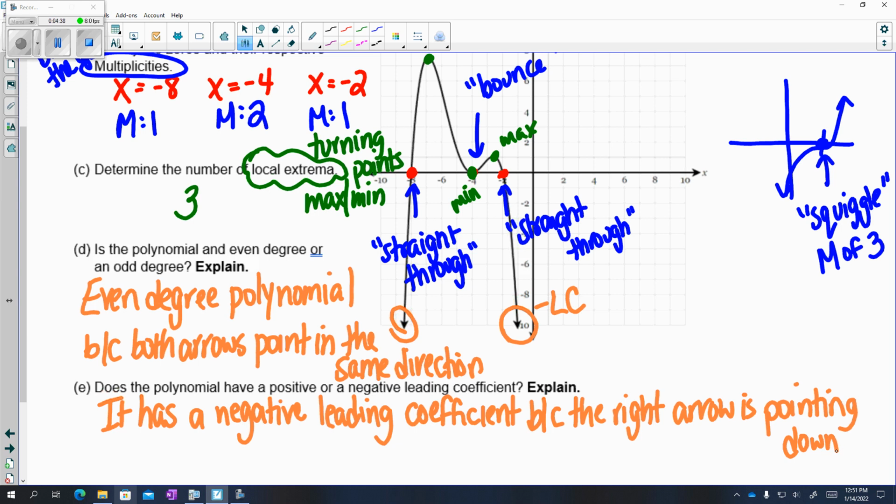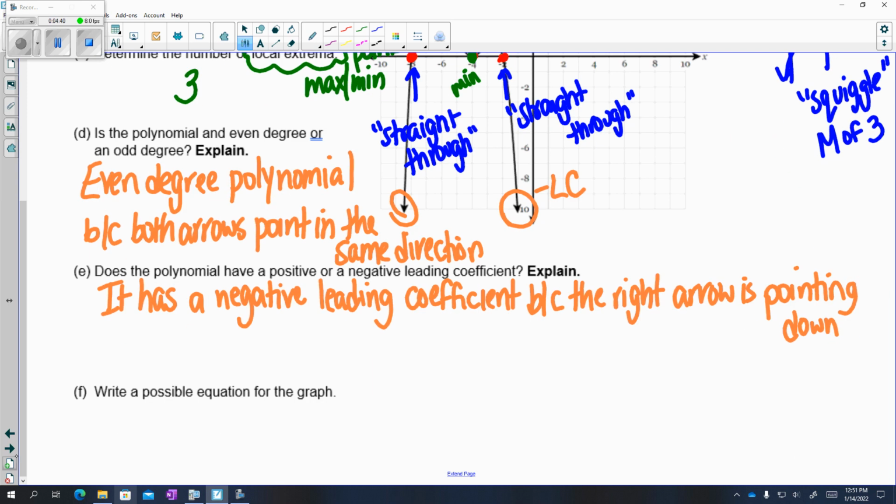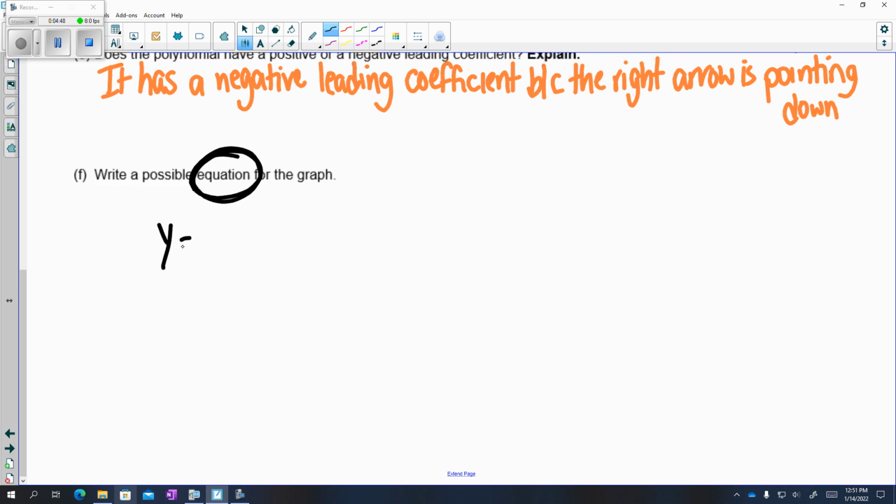And then lastly, part F, they want us to put everything together and write a possible equation for the graph. So equation, it has to have y equals or f of x equals something like that. So I have f of x equals, we're going to put everything together. I have a negative leading coefficient, so it's going to start out with a negative. You're going to take each of your zeros, there were 3 of them, and make them the opposite.